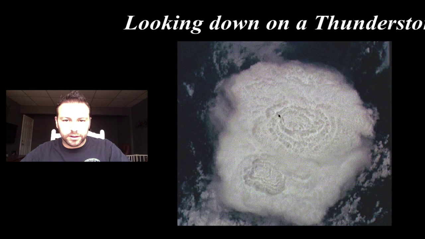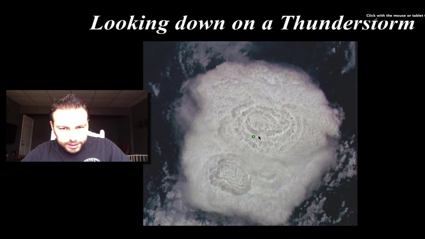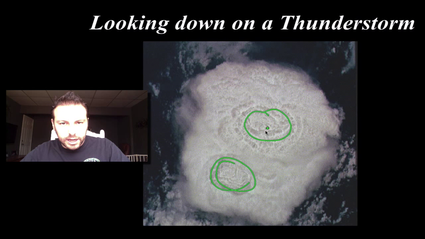This is looking down on a thunderstorm. What's pretty cool about this picture is you could see this right here. That warm air rising up and then moving out in each direction.